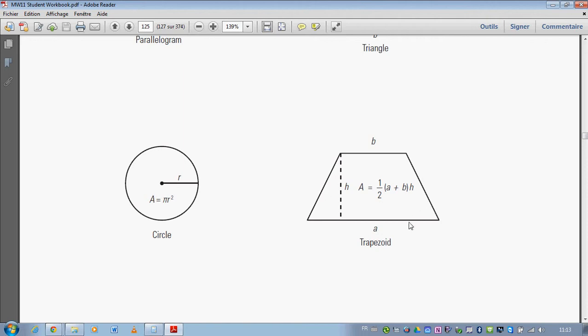And then finally, for a trapezoid, you've got to take the base and the top part of the trapezoid, so these two sides right here, add them together, and then multiply by the height, which once again has to be perpendicular. Once you've done that, you then divide it by 2. So it's really just 1/2 times (a plus b), so these two sides added together, and then times the height to get the area.